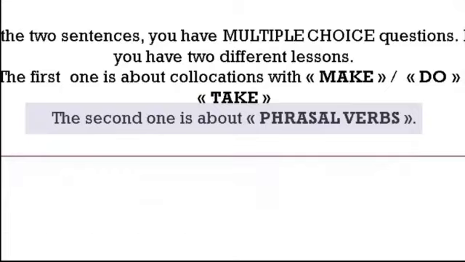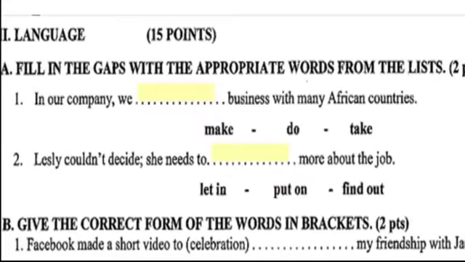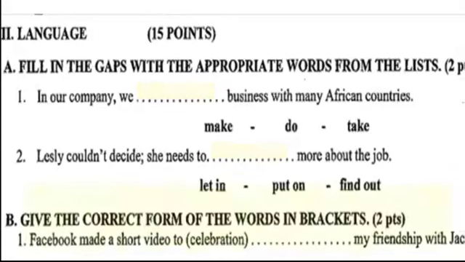And I think concerning how to answer, you just choose the correct answer and you write it in the space which is left for you there, which is given to you in both sentences. Right. Now let's go to the second question, B.